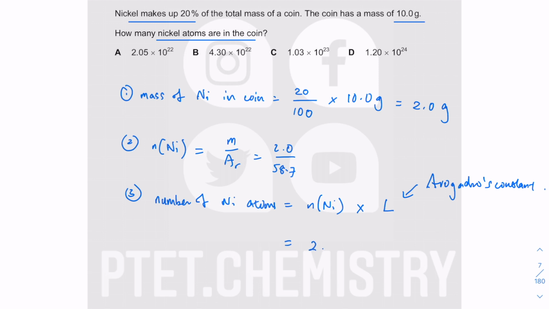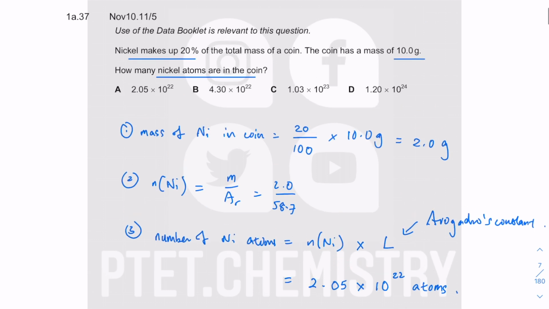The Avogadro constant is given for free in the front of your data booklet. So I've gotten the answer as 2.05 times 10 to the 22, which is option A there.